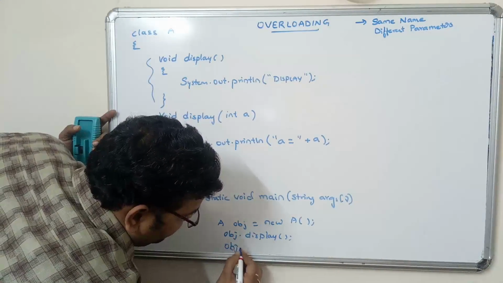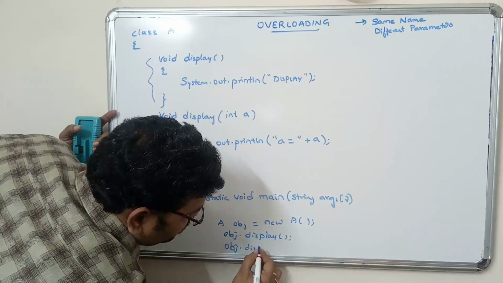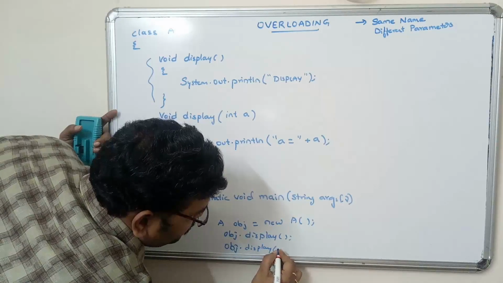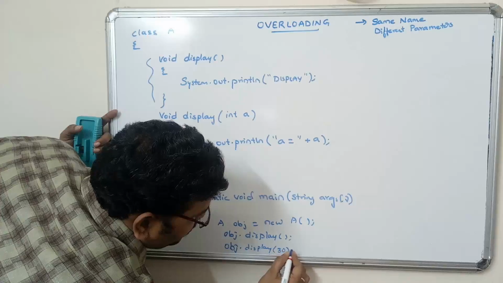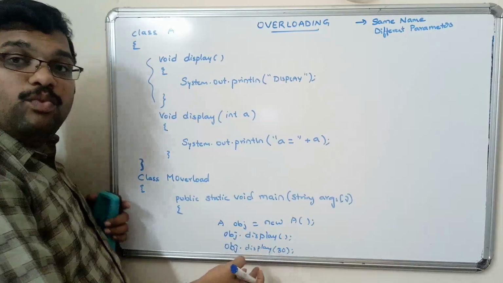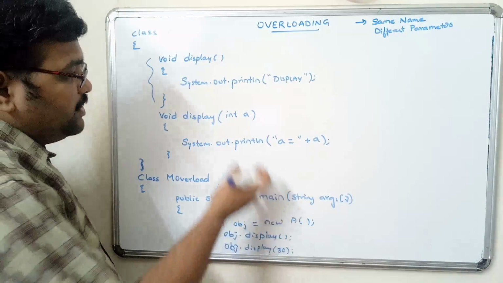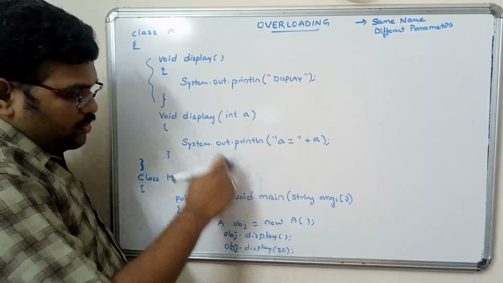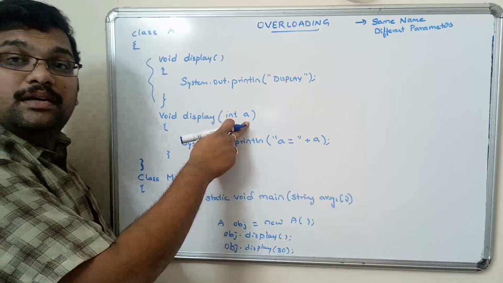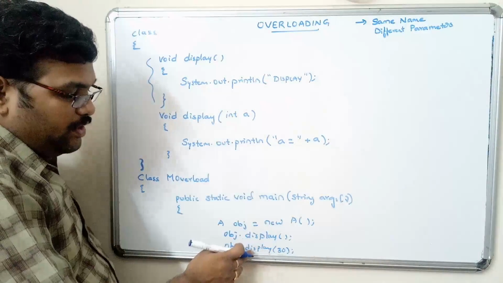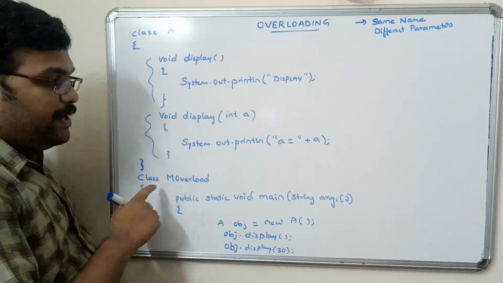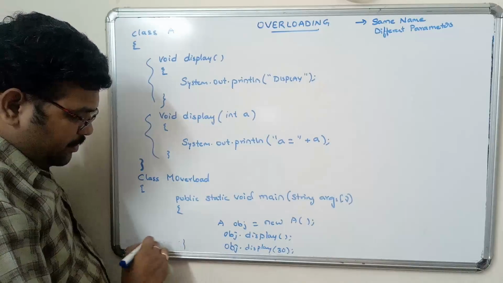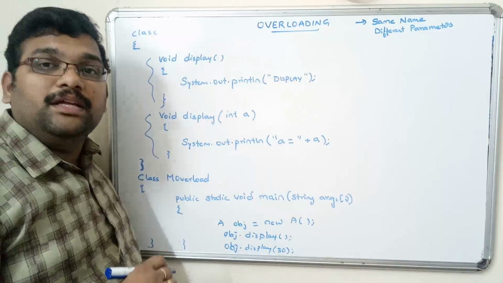Next, obj.display(30). That means we are passing one parameter here, so it will search for the method with a parameter, right? It's the same method name with parameters. So it will search for this, and this block will get executed. That's it. This is about the method.